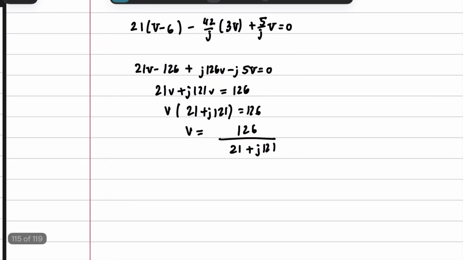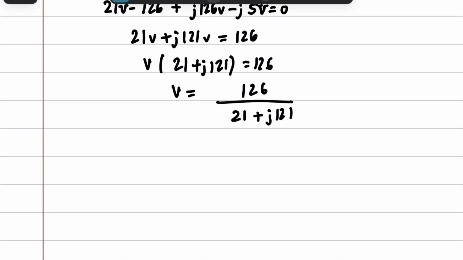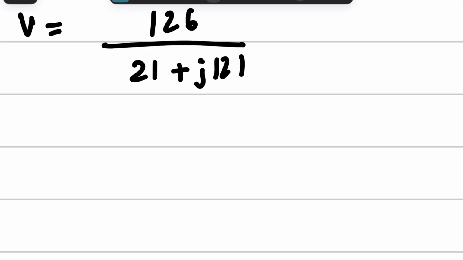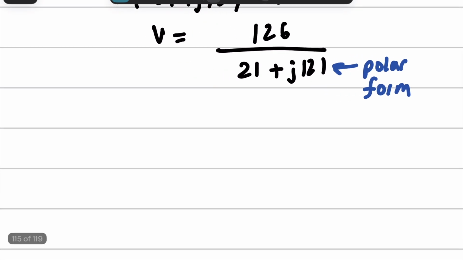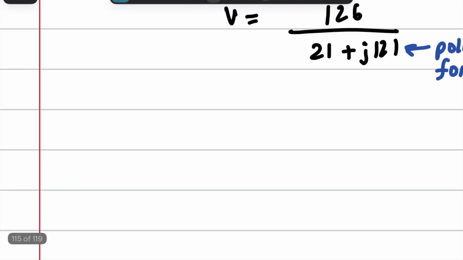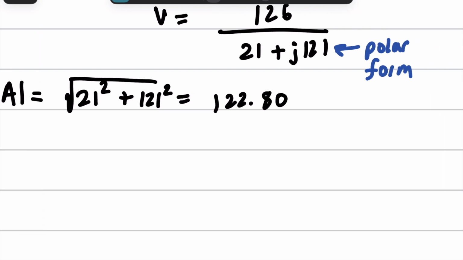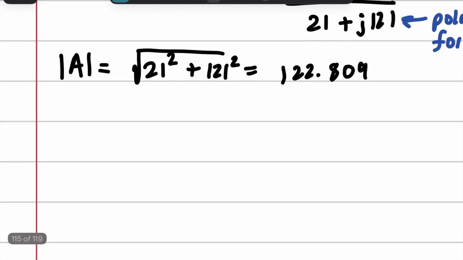And now here we're going to do something a little bit different, still part of the nodal analysis step. We're actually going to convert this into the polar form, which we learned in previous videos. We need the magnitude first, so we are going to say 21 squared plus 121 squared, rooted, and that is going to be 122.809, to 3 decimal points.